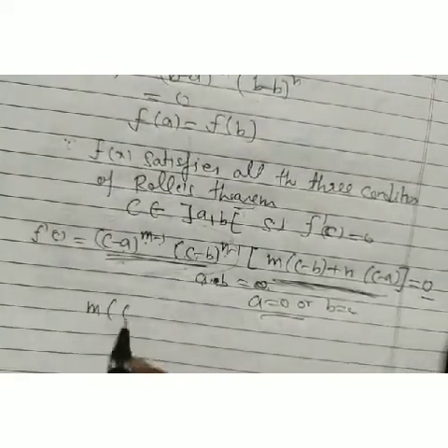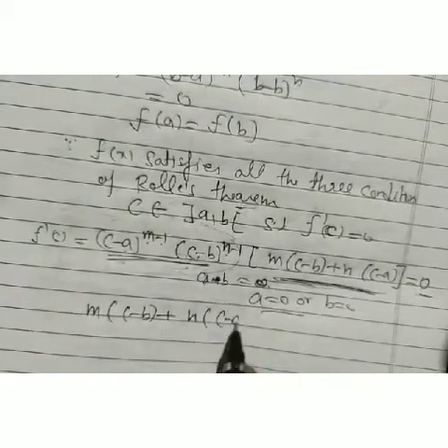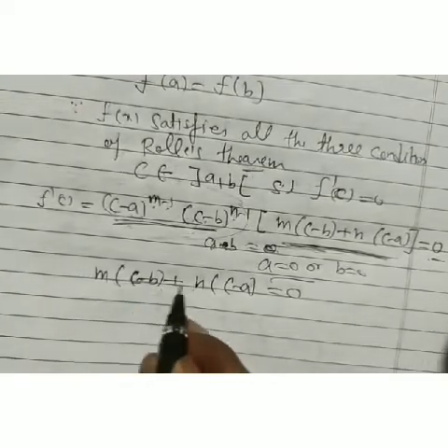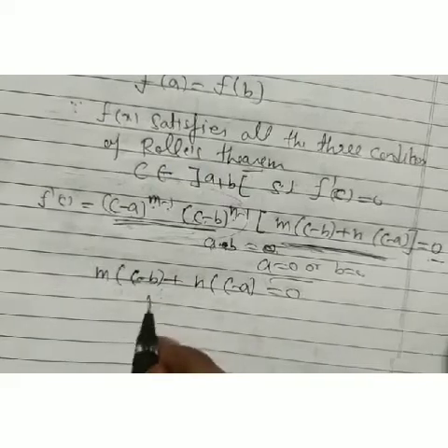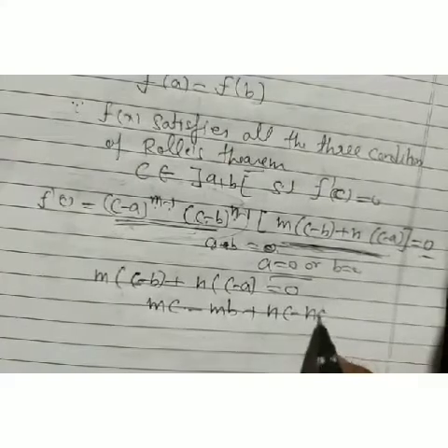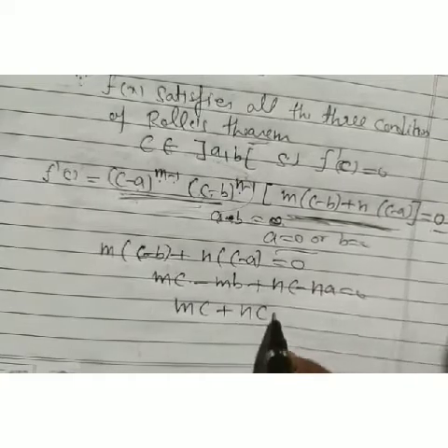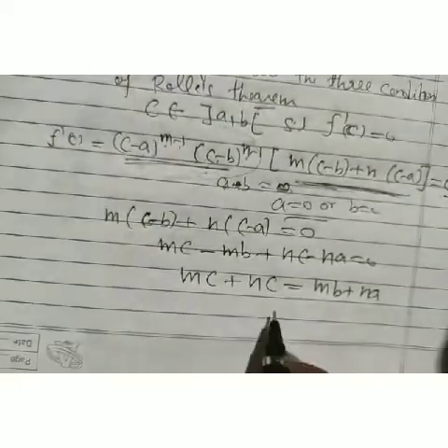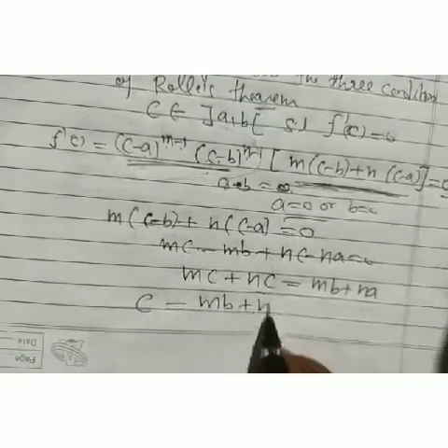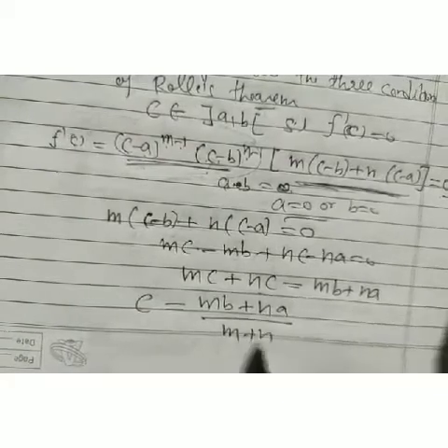And what do we have? m times c minus b plus n times c minus a equal to 0. Then m c minus m b plus n c minus n a equal to 0. Now we have m c plus n c, shifting the negative terms to the right hand side, m b plus n a. Then what is the value of c? Taking c common, we have c equal to m b plus n a over m plus n.